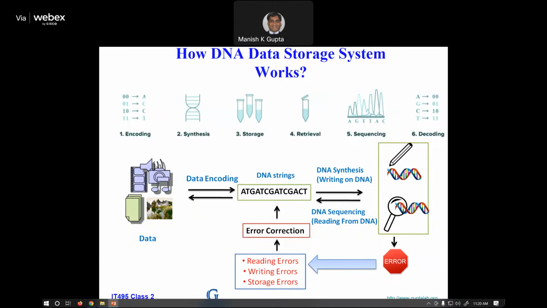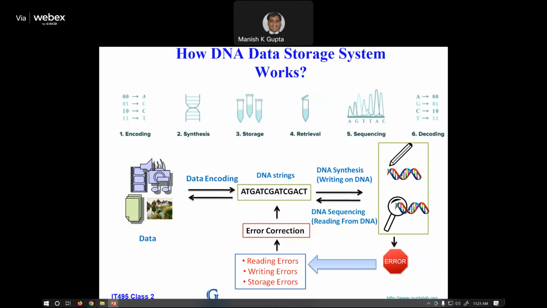The most common error observed during that time was deletion. Still today it is very common. Deletion error means a bunch of bits will be deleted. When you are reading or writing actual physical DNA, sequencing means reading, and synthesis is when you are writing, these errors will happen quite often. So now what to do?